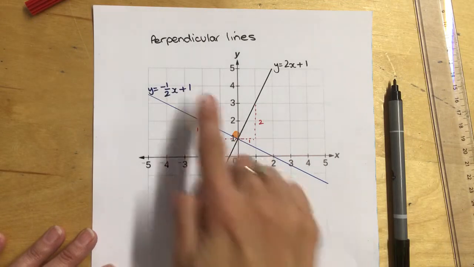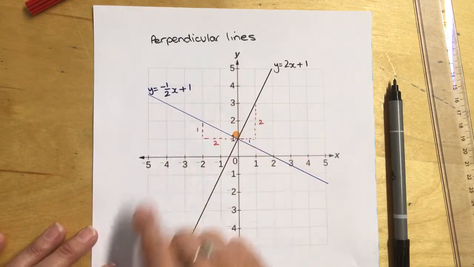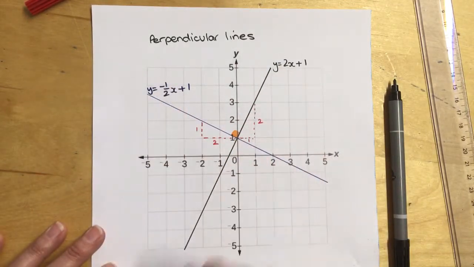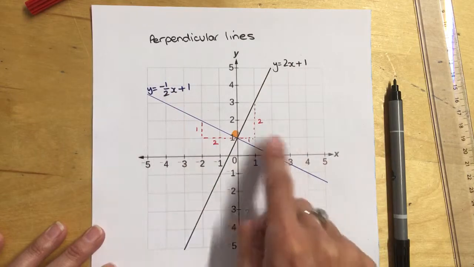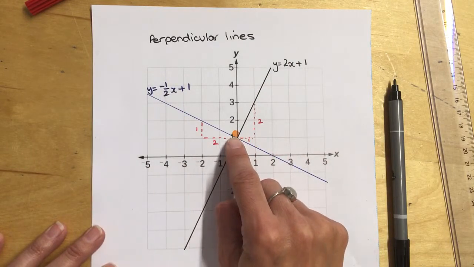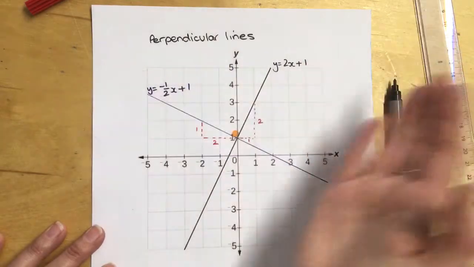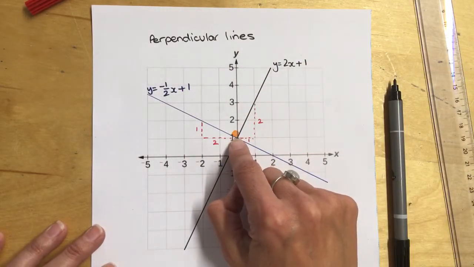This video is going to look at perpendicular lines. On this graph I have two lines drawn, and what you should be able to see is that they are at right angles to each other, and that is what perpendicular means. So the two lines cross at a right angle.